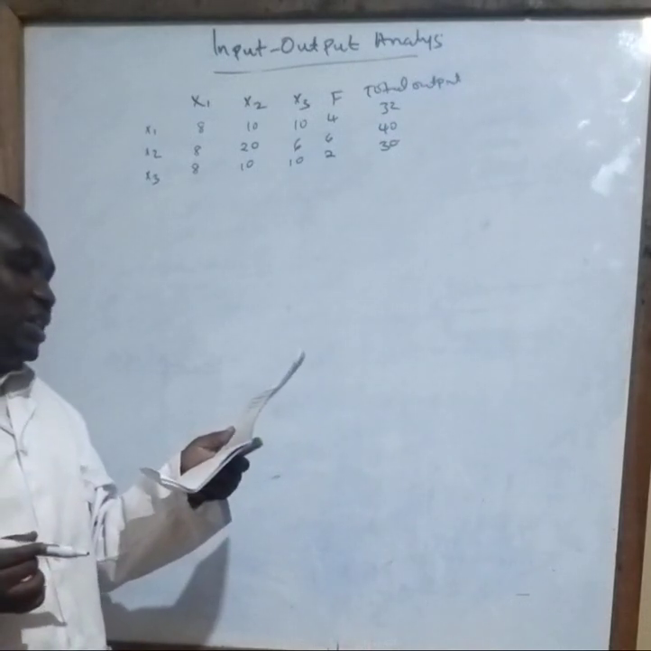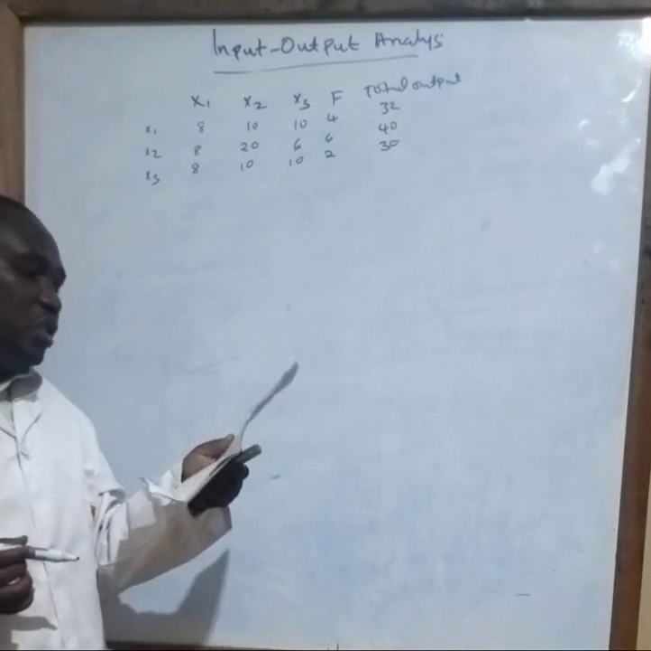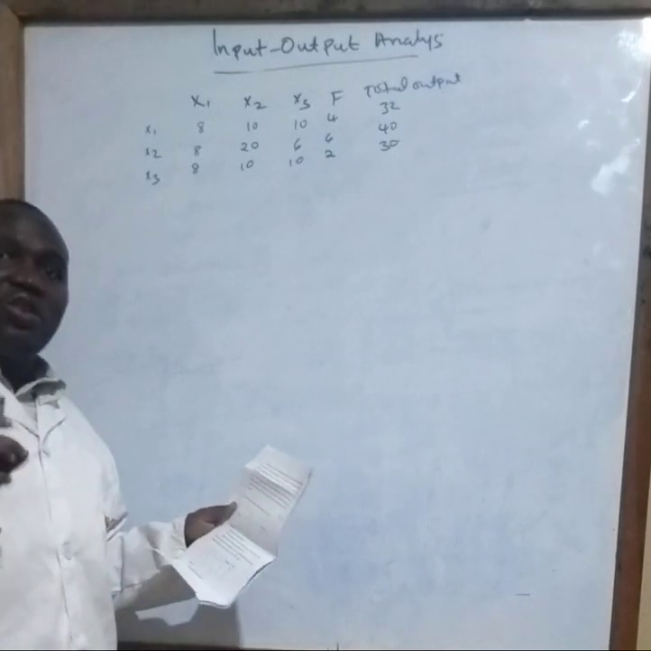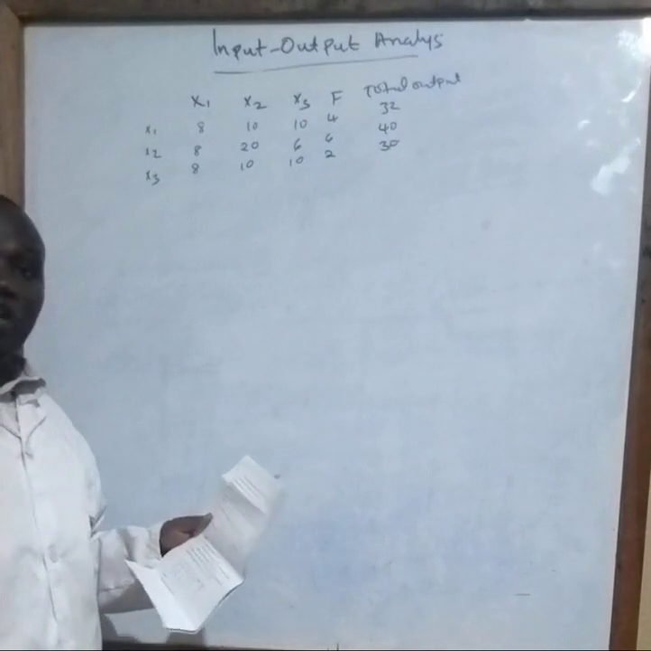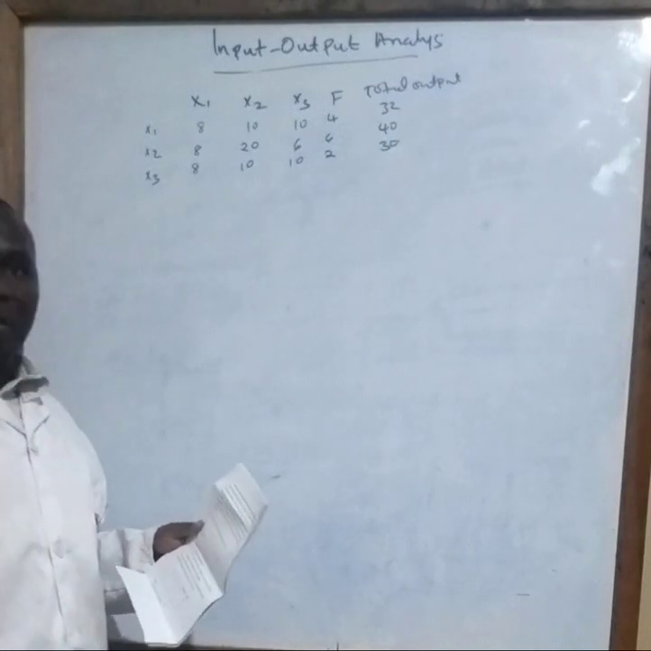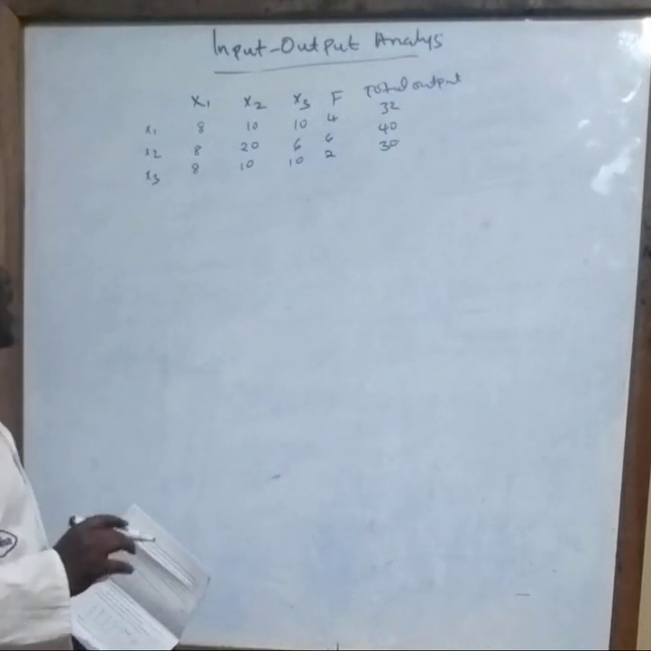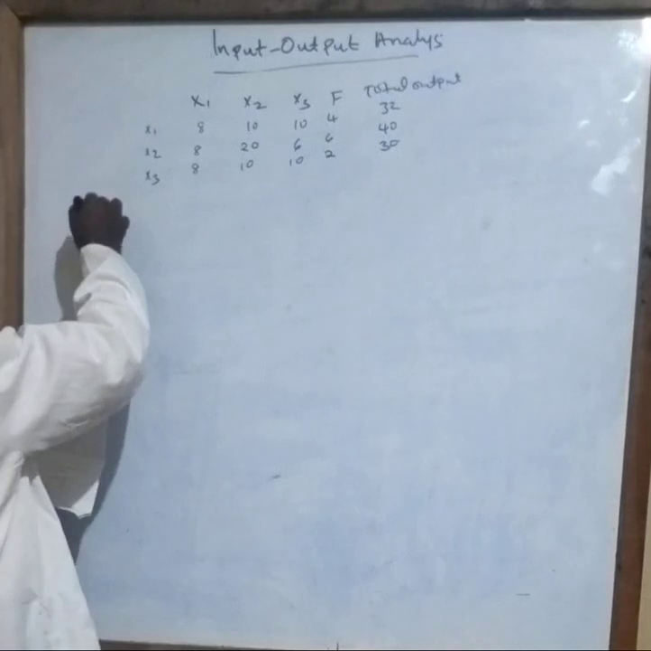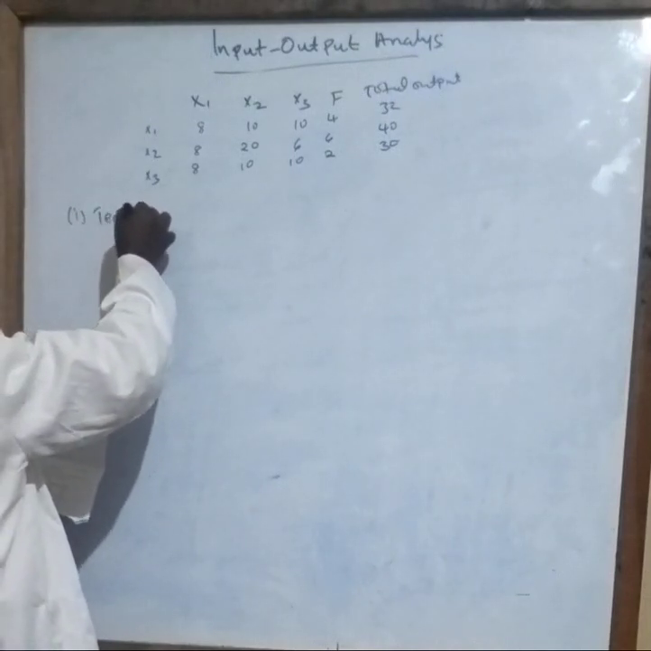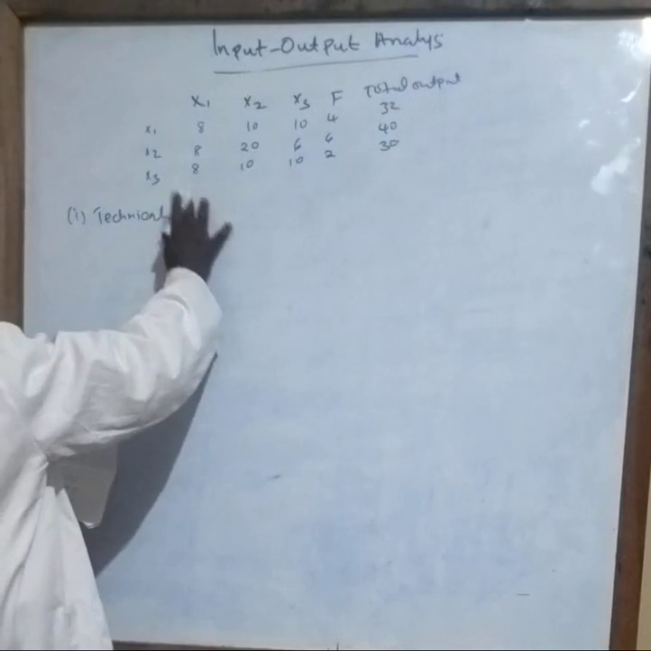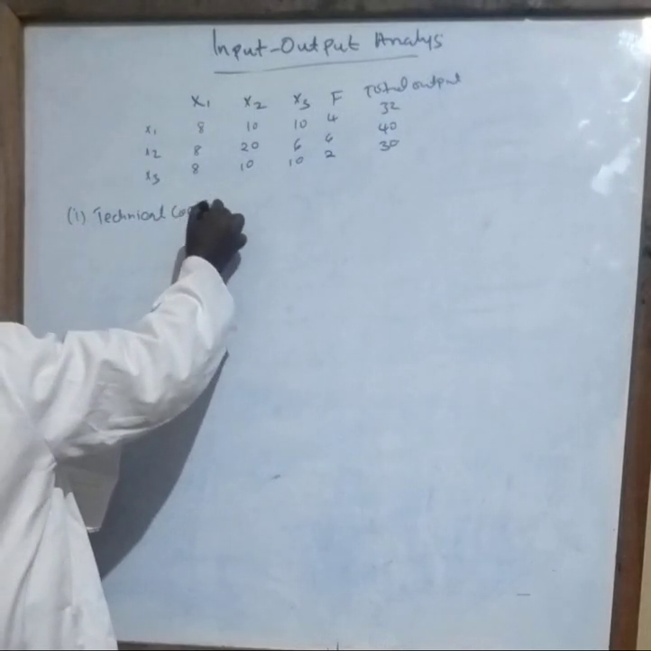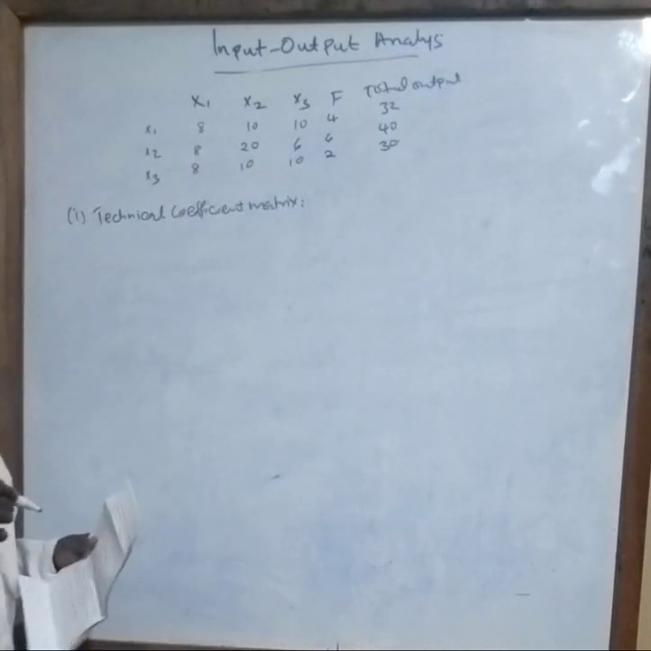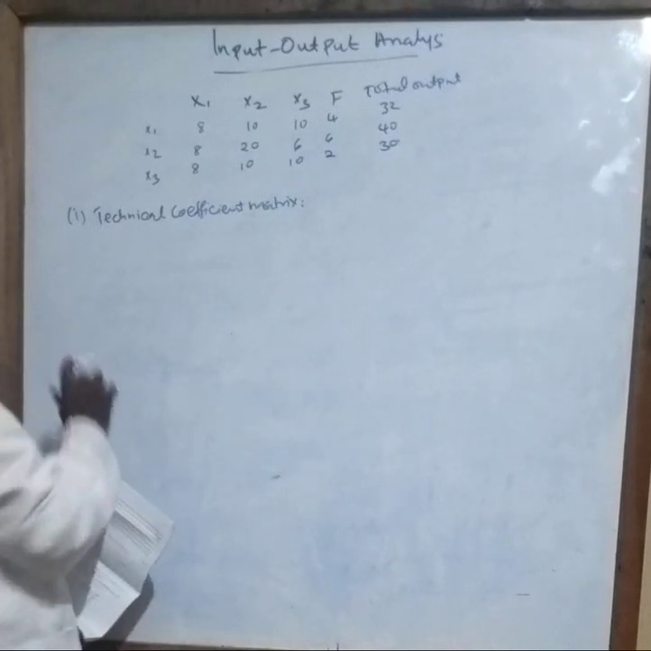Question 1. Determine the technology matrix. So determine the technological matrix. It's the same as the technical coefficient matrix, and it's the same as the input-output matrix, and it's the same as the Leontief matrix. So your work is very simple. Now, question 1. Determine what? Technical coefficient matrix. Correct?